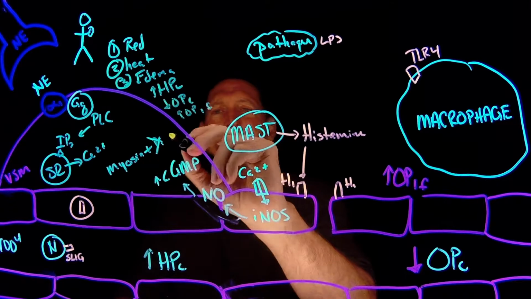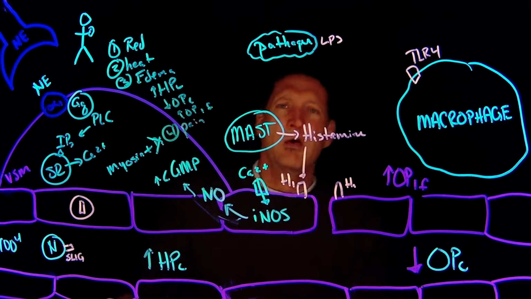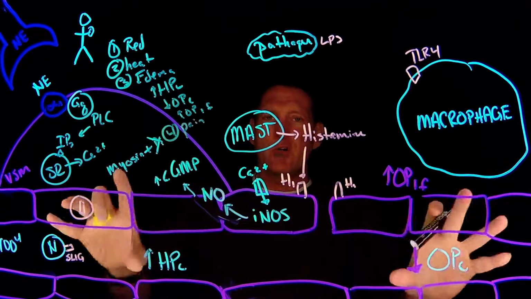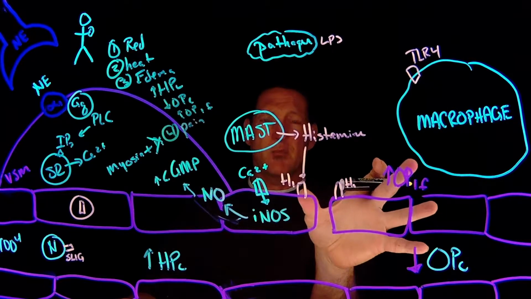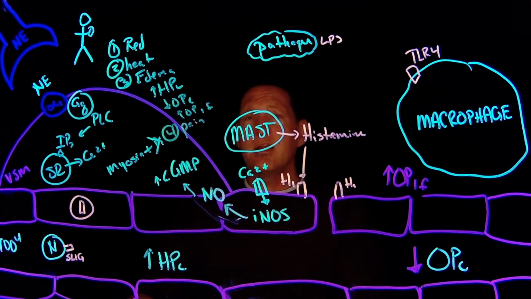And then, of course, the last thing is pain. And pain is occurring for a number of reasons, but you've got chemical stimulation of these free dendritic nerve endings because of some of the signaling that's taking place in here, but also just the swelling, this mechanical pressure on these free dendritic nerve endings.